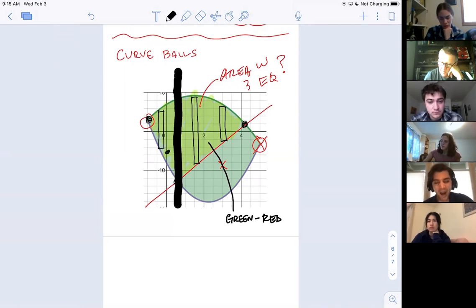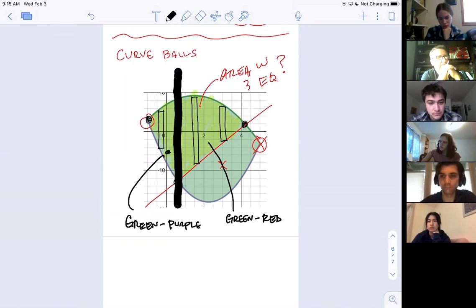Whereas over here, it's green minus purple. It's no different. Now, you're not going to see many problems, if even any problems like this, because all this is doing is it just made this double the work without knowing any more calculus. Does that make sense?